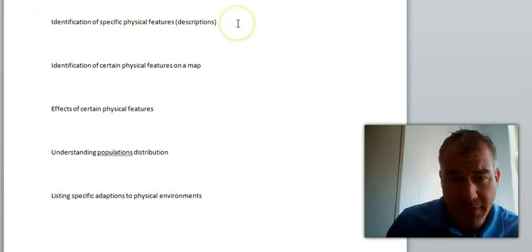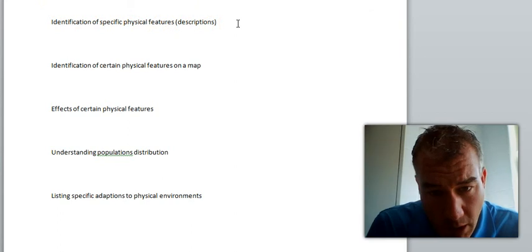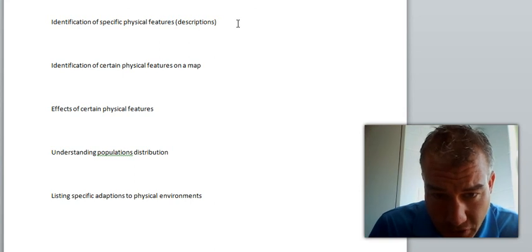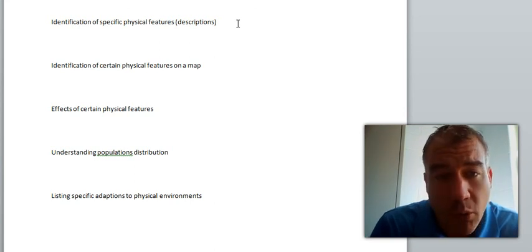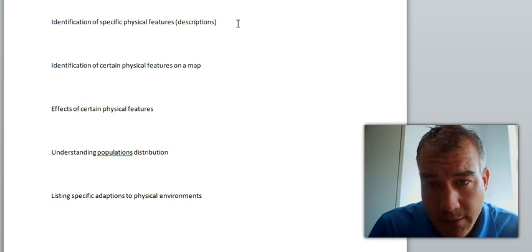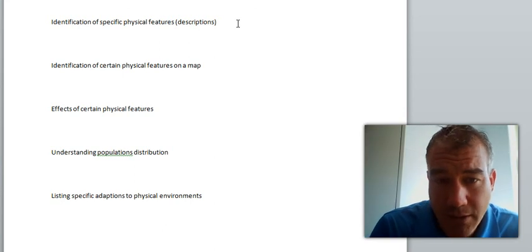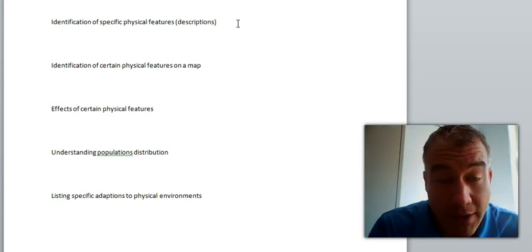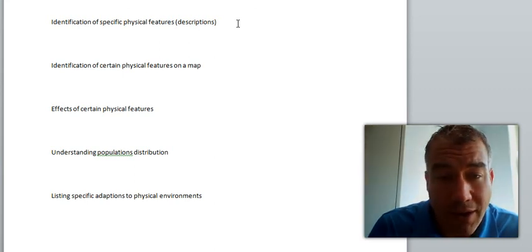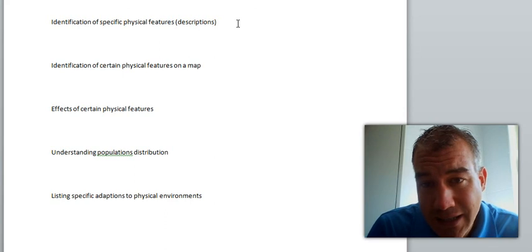Identification of specific physical features. Your vocab cards will be useful for this. That's why I told you not to throw them away. You provided yourself with descriptions of physical features, and we are going to use them once again. For example, what is a piece of land with water on three sides of it? The answer would be a peninsula. Or what is an archipelago? A chain of islands. What is an island? A piece of land with water surrounding it on all sides.